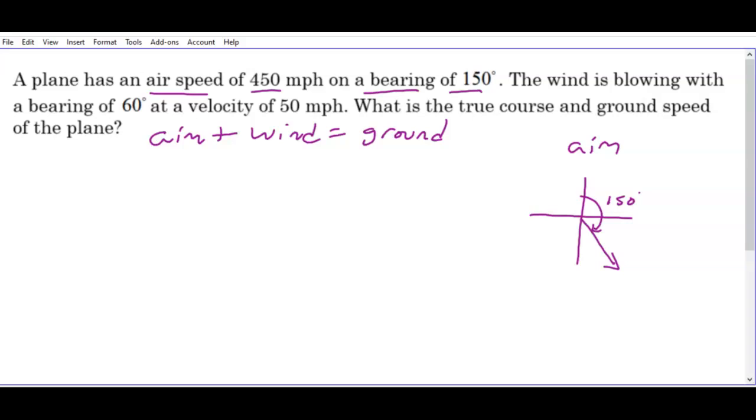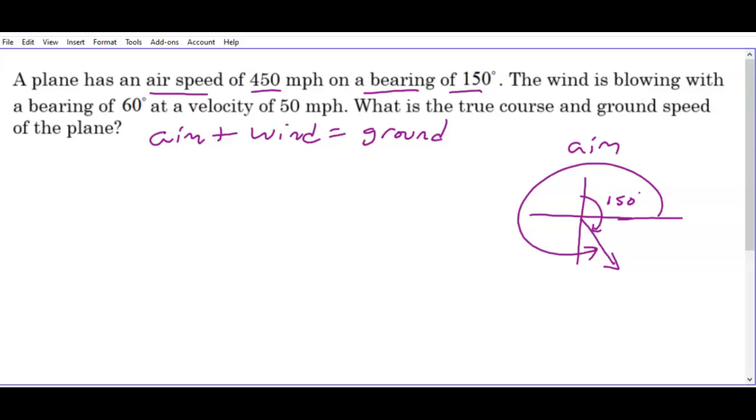When I add these two up, when I add the aim and wind, I guess I should have said this to begin with. Remember, when you add vectors together, you have to add them in component form. So we have to get the x and the y. We have to put this in component form, x, y, a, b form. So that's kind of what I'm doing right now. So I have to figure out that calculator angle that I'm going to use. So what's my calculator angle? Well, I want that angle, don't I? That's the angle that I need. That's what my calculator uses.